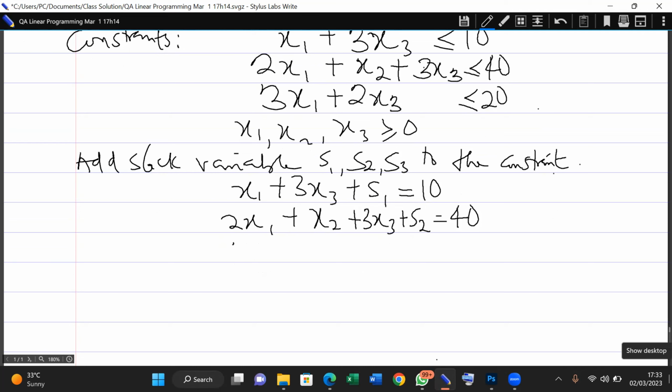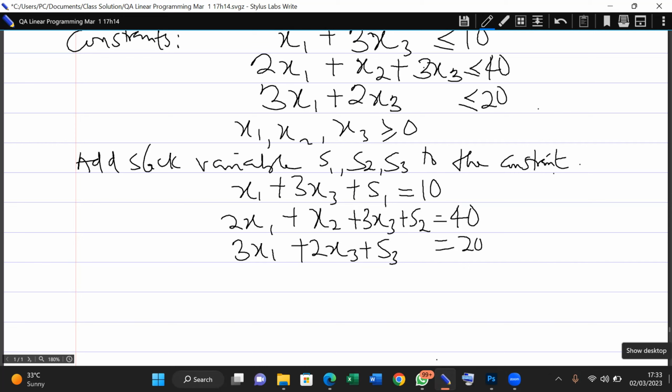Then our 3x1 plus 2x3 plus slack variable 3 equal to 20. Who doesn't understand that? This is better, right? Yes, sir, it is better.